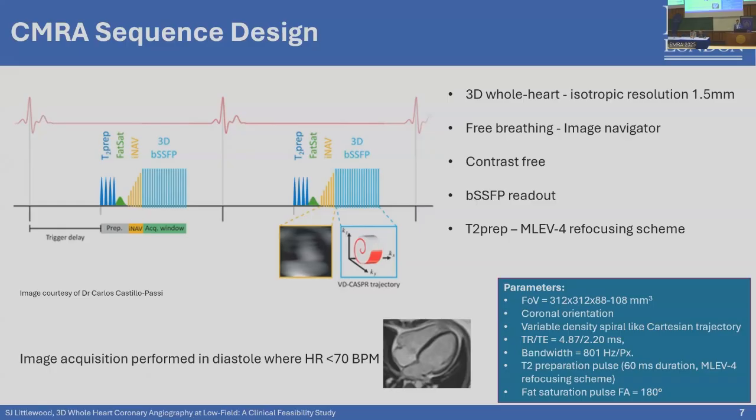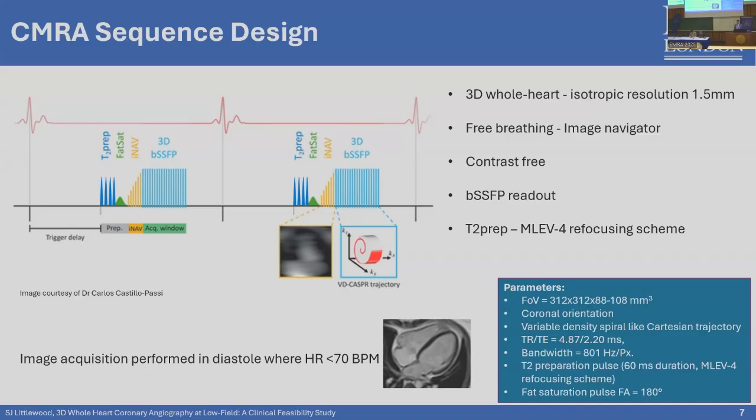The blood pool contrast is generated with a T2 preparation pulse with 4 refocusing pulses, and a fat saturation pulse with a flip angle of 180 degrees is used to improve coronary depiction. And image navigators are incorporated into the sequence to allow for 100% respiratory scan efficiency and predictable scan times. Other important parameters are detailed in the blue box at the bottom.